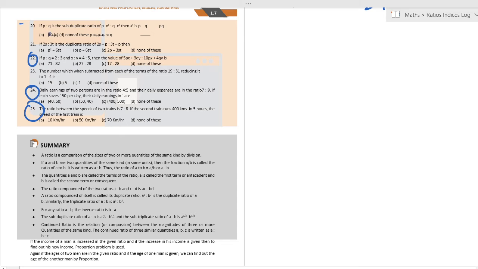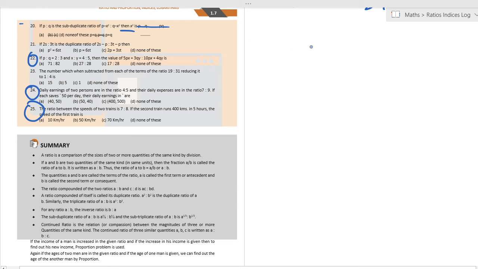So they have said if P is to Q is the subduplicate ratio of P minus x square is to Q minus x square, then x square is. So they ask what is x square. Sorry guys, the printing was not good. So we need to find the value of x square.